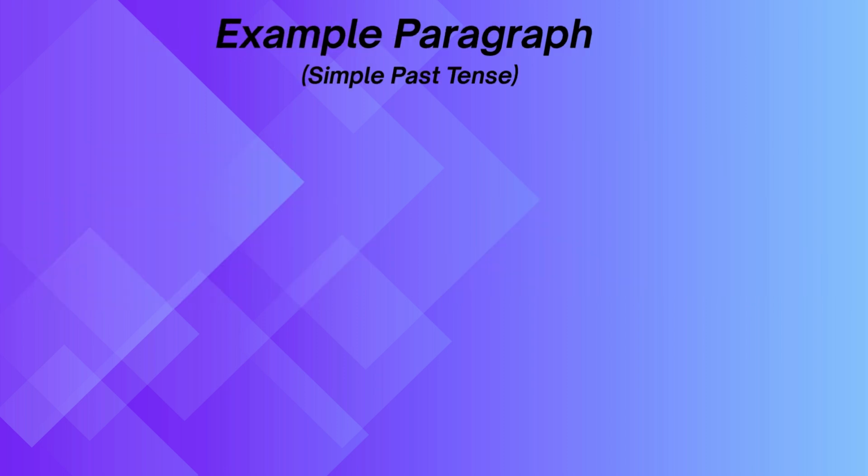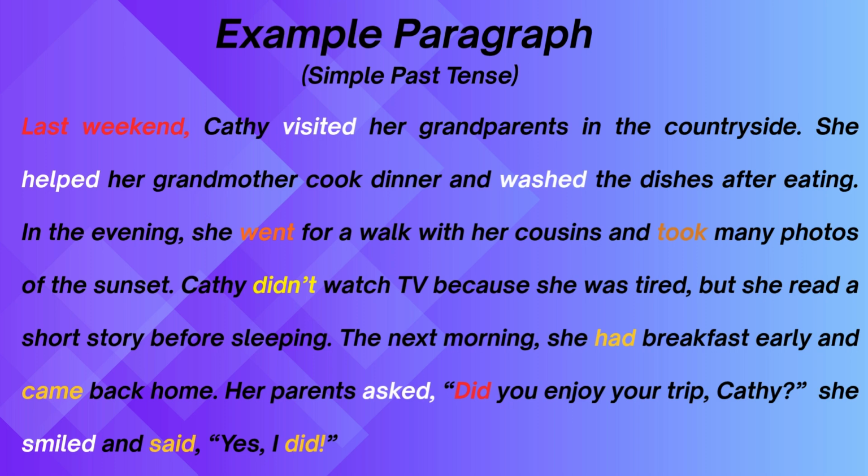Now, let's read a paragraph using the simple past tense. Look carefully at the highlighted words. Last weekend, Kathy visited her grandparents in the countryside. She helped her grandmother cook dinner and wash the dishes after eating. In the evening, she went for a walk with her cousins and took many photos of the sunset. Kathy didn't watch TV because she was tired, but she read a short story before sleeping. The next morning, she had breakfast early and came back home.